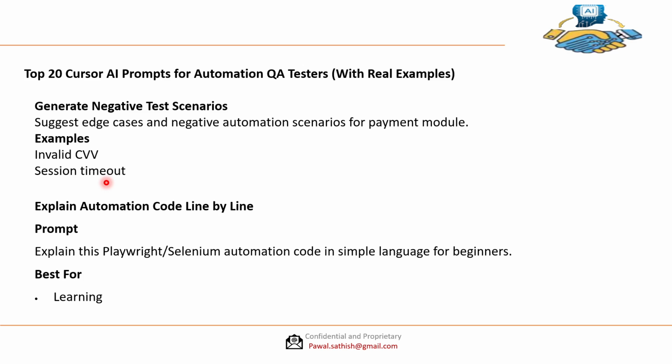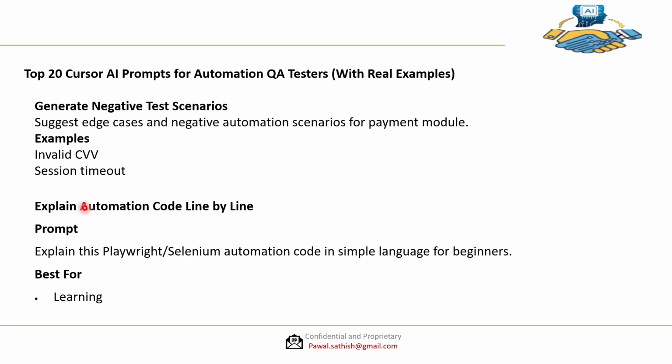If we need negative test scenarios, we'll simply give the prompt like "suggest edge cases and negative automation scenarios for the payment module." Here I just gave one example for the payment module. The negative scenarios are invalid CVV, session timeout. But if you know the test case details, the test case ID, we can simply provide the test case ID along with the prerequisite and test types.